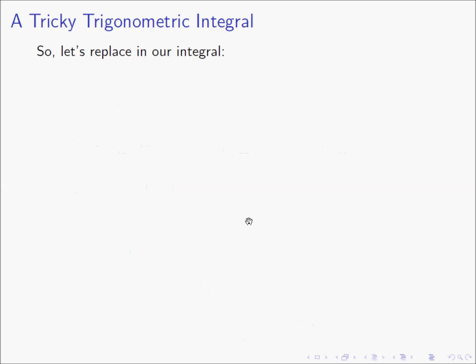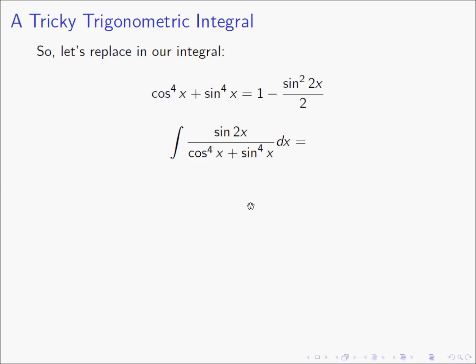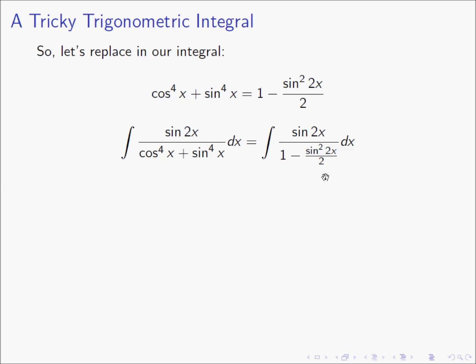Now we're going to replace that in our integral. We replace the denominator by the right side here, which will be 1 minus sine squared of 2x over 2. Here you have sine of 2x over this. And here we can do a little algebra to get that this equals this, and then take the number 2 out of the integral sign like this.